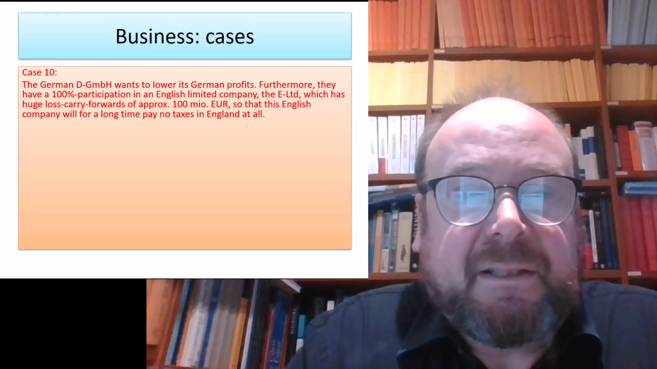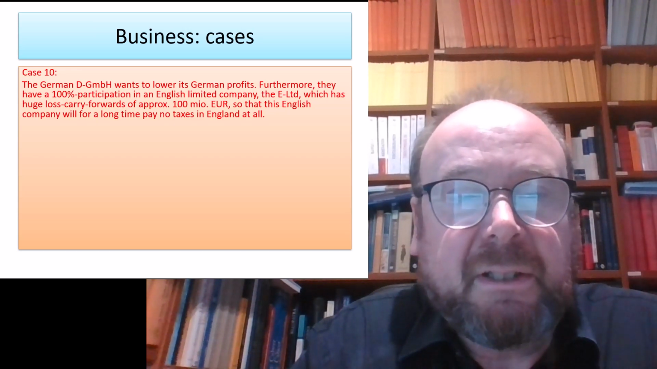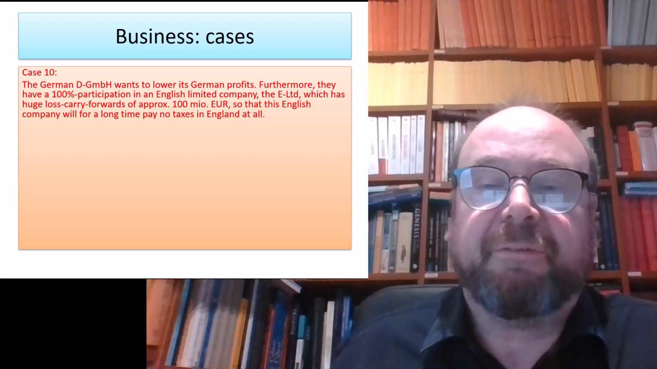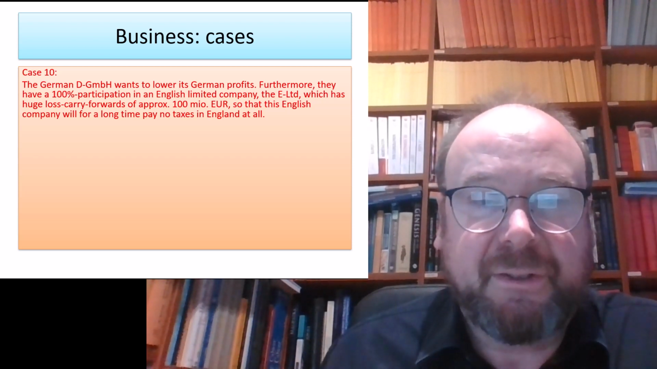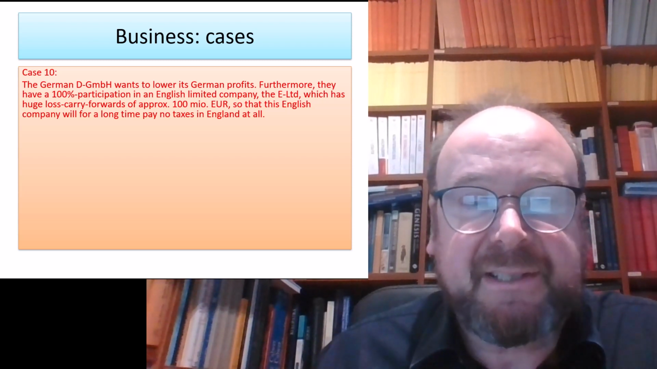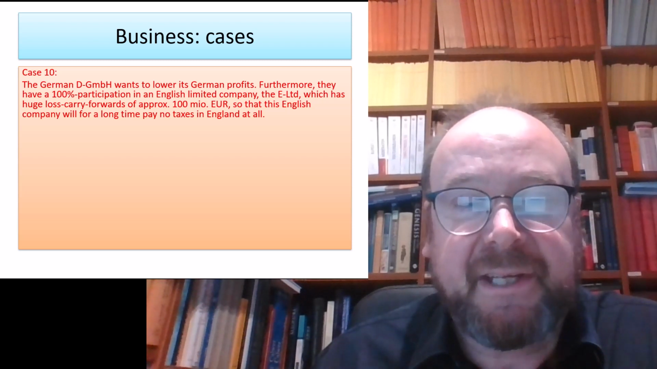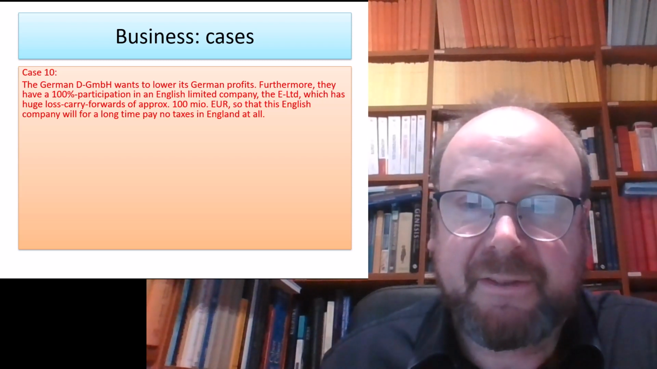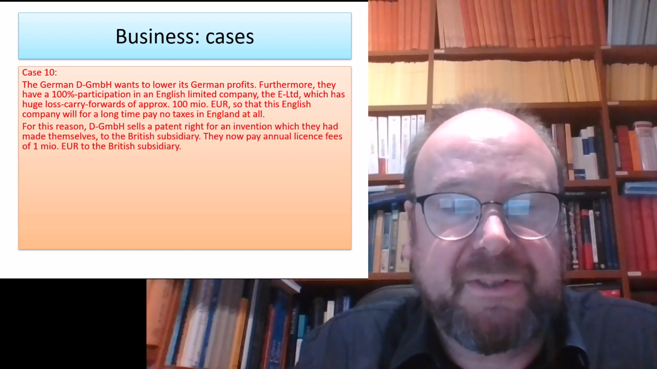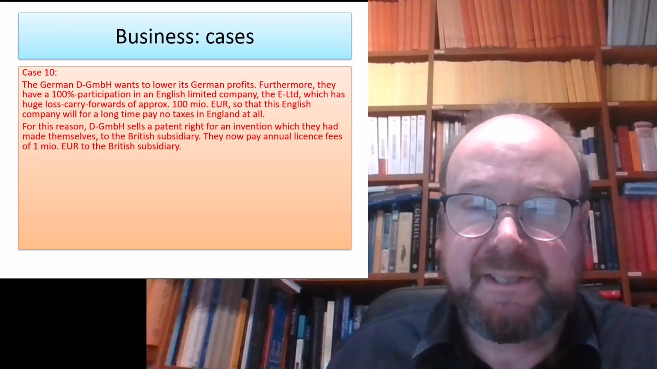So again, a case, this time only with a very small remark and not with an explicit and long solution in all probability. German D GmbH wants to lower its German profits. Therefore, they use a 100% participation in an English limited company, the E Limited, which has a huge loss carry forward of approximately 100 million euro, so that this English company will for a long time pay no taxes in England at all. For this reason, the D GmbH sells a patent right for an invention which they had made themselves to the British subsidiary. They now pay annual license fees of 1 million to the British subsidiary.